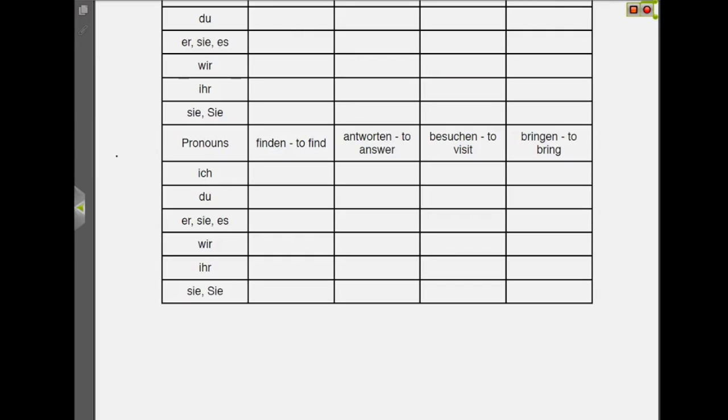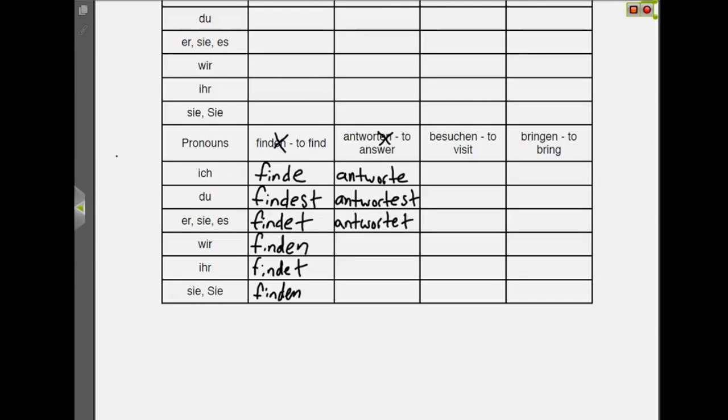Now we have a few more examples here. We have finden, to find. Obviously, if you take off the EN here, we have find, which obviously ends in a D, so we have the S-T-D rule in play here. So we say ich finde, I find. Du findest, you find. Er/sie/es findet, wir finden, ihr findet, sie finden. Antworten, to answer. If we drop the EN there, we obviously end in the T. And so we have to say, ich antworte, du antwortest, er/sie/es antwortet, wir antworten, ihr antwortet, sie antworten.